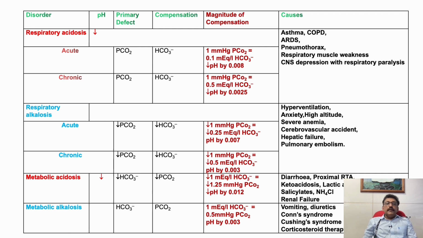So for a reduction of 1 milliequivalent of bicarbonate, you can see a reduction of 1.25 millimeter of mercury PaCO2, and pH is reduced by 0.012. Mainly you get it in diarrhea, proximal RTA, diabetic ketoacidosis, lactic acidosis, salicylic poisoning, renal failure. So many conditions can cause metabolic acidosis. Other conditions I am not explaining now. When we discuss these types of conditions, we will go to that.